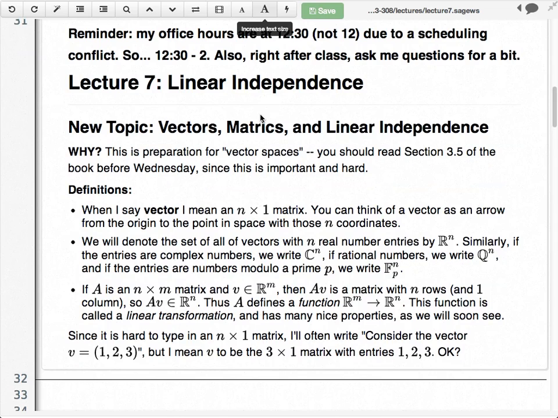Okay, so let's start with linear independence. And I want to recommend that you read section 3.5 of the book before class on Wednesday. It begins with the sentence, "This is the most important section of the book." So if you read only one section ever, this is the one to read. It's about, well, you'll see. I'll start talking about this sort of stuff.